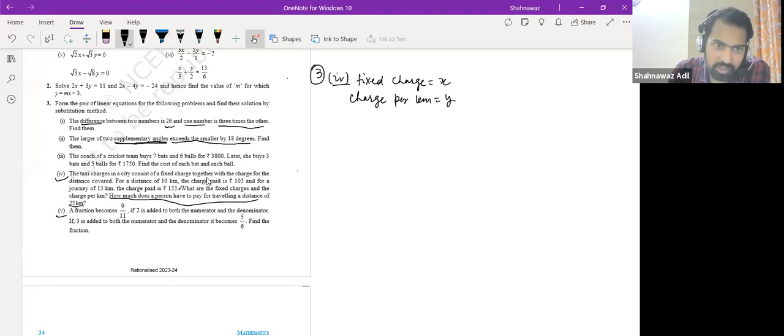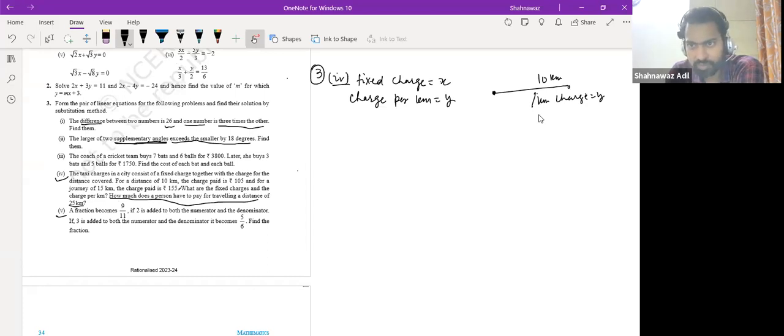So the cost is, let's say that you start from here and then you go 10 kilometers. The per kilometer charge is y. So what would be the total charge from here to here?